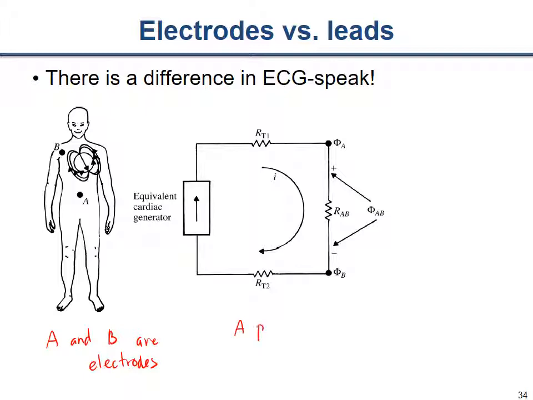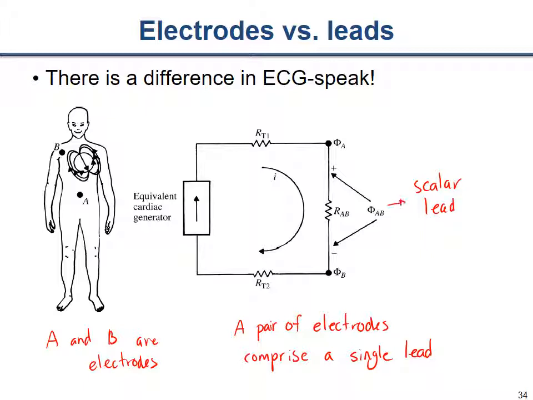Okay, so a pair of electrodes comprise a single lead. Now in this case we're measuring the voltage, for example, between points A and B. We're going to call this a scalar lead.